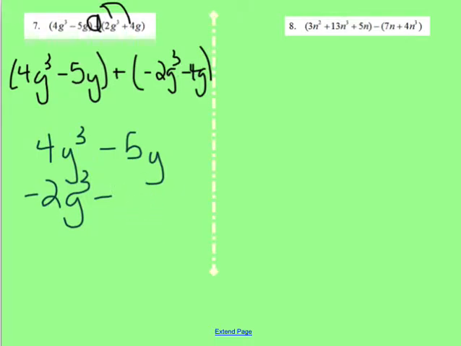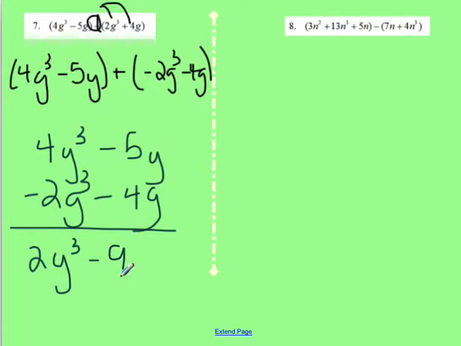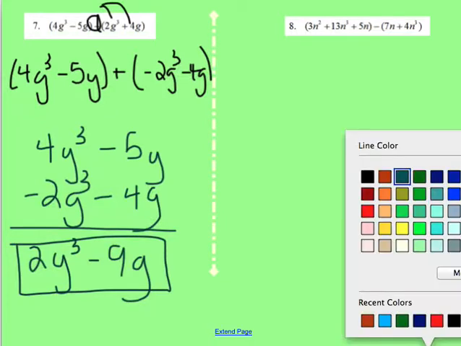There we go. Okay, so distributing that subtraction sign changed the signs of everything. 4 minus 2 is 2, so I'm going to write 2 and keep the g cubed the same. -5 minus 4 is -9, and again I'm going to keep that g the same. So my exponents are going in descending order, all of my like terms are combined, so I'm done with number 7. Let's take a look at number 8.